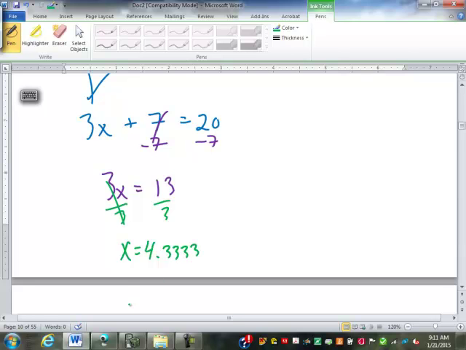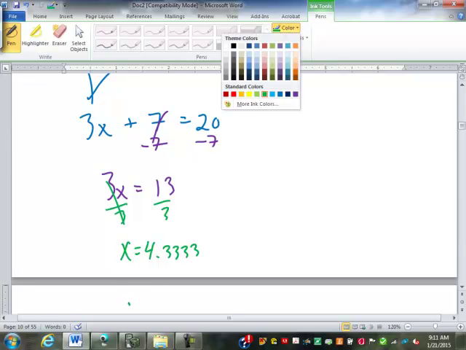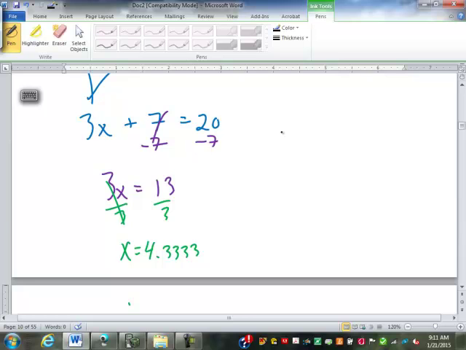4.3333. Oh, well, what do I do? That's the same thing. Remainder of 1. 13 divided by 3 would be 4. That's 12 with a remainder of 1.